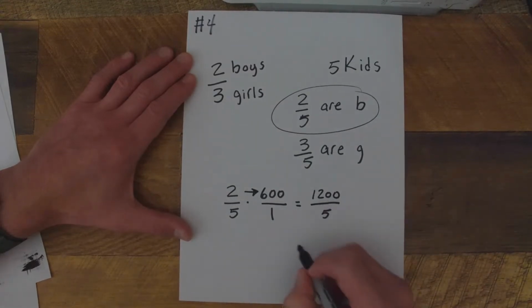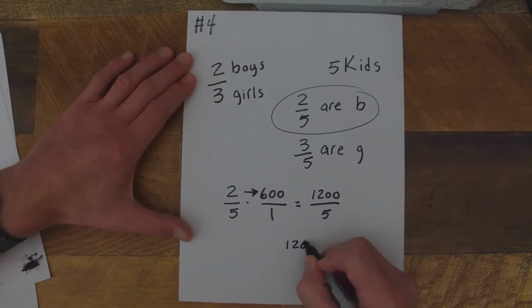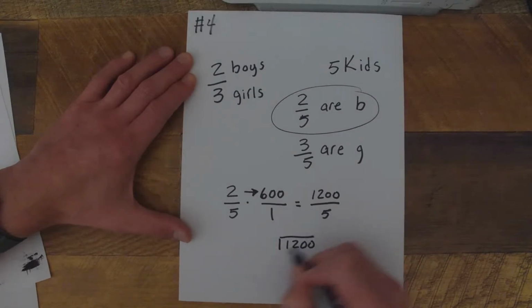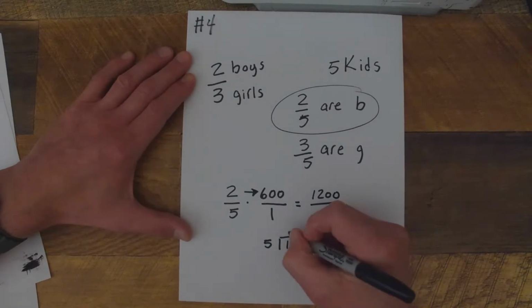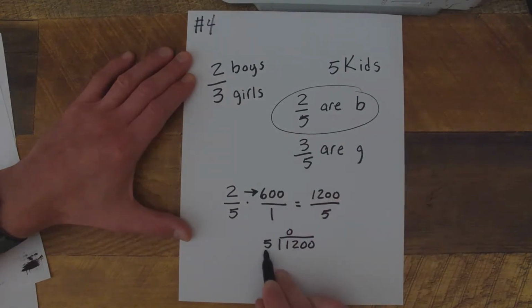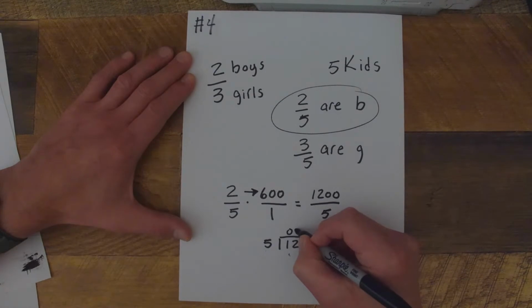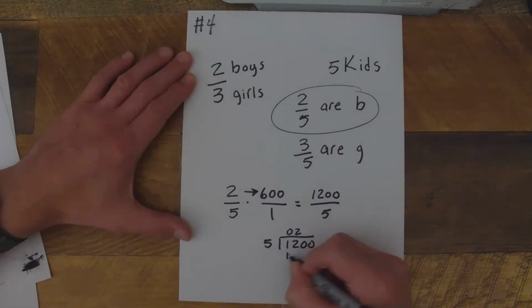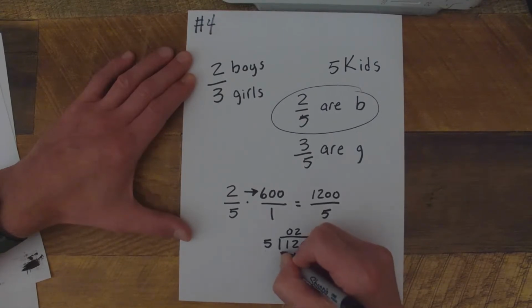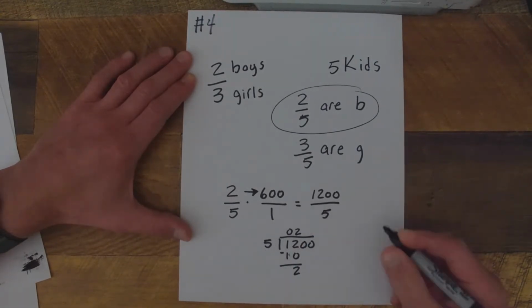I'm going to show you how to do long division here in case you don't remember. So you're going to take the top number divided by the bottom number. And just start working from left to right. Does 5 go into 1? No, it doesn't. Does 5 go into 12? Yes, it does. Twice. And 2 times 5 is 10. And if you subtract these numbers, we get 2.